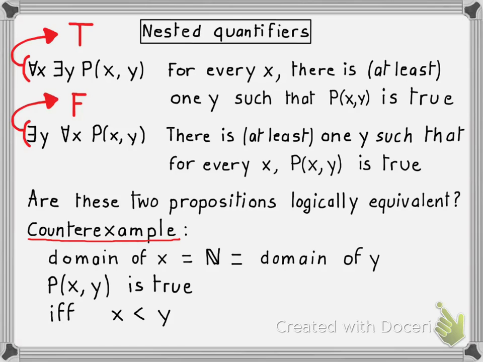And so the conclusion here is that the only difference between these two propositions is the order of their quantifiers. And clearly that order matters for the meaning or the truth value of these propositions. So keep in mind that the way in which quantifiers are nested and the order in which they are nested matters.